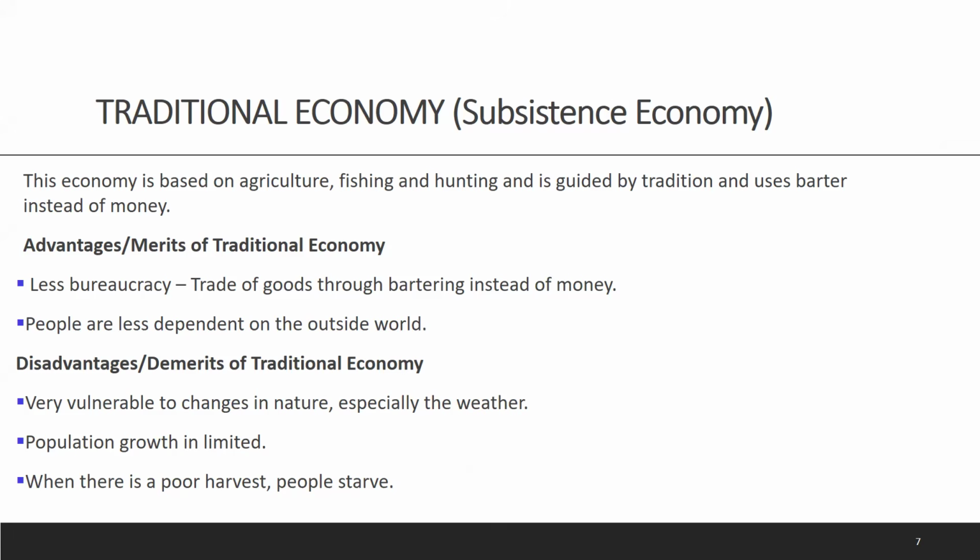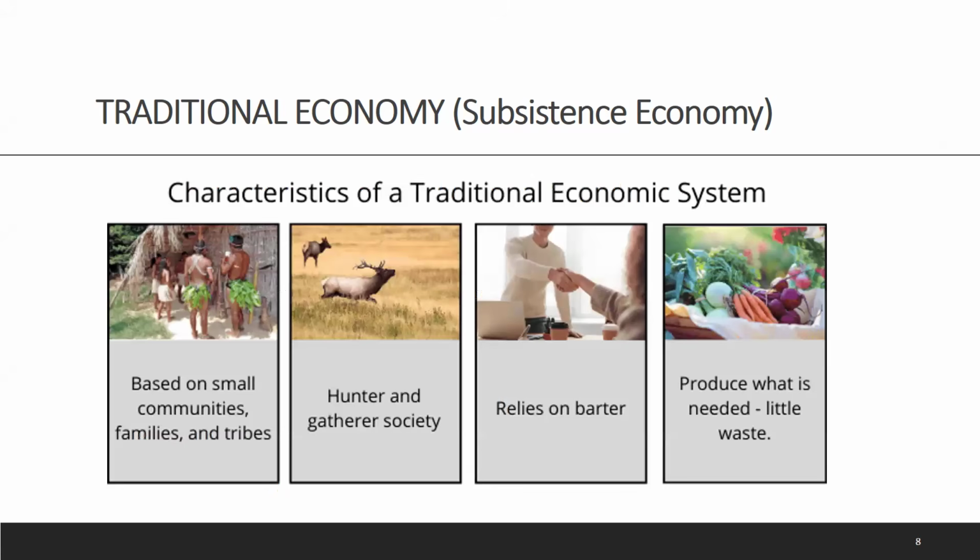Disadvantages though, the population growth is very limited. If they don't do a good job of their hunting and gathering, people are going to starve. And they are very, very vulnerable to nature. You won't see this in the modern world. You'll see it in places like the Amazon forests and stuff like that. Characteristics of the traditional economic system.